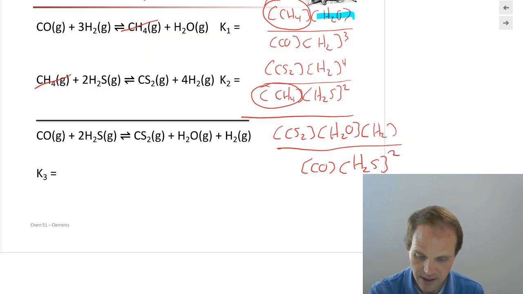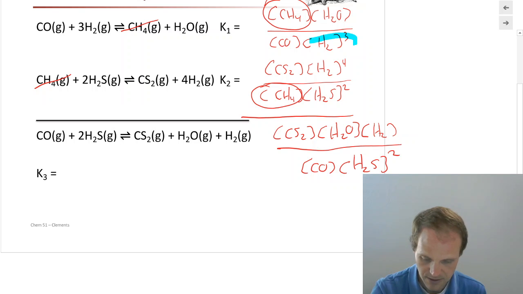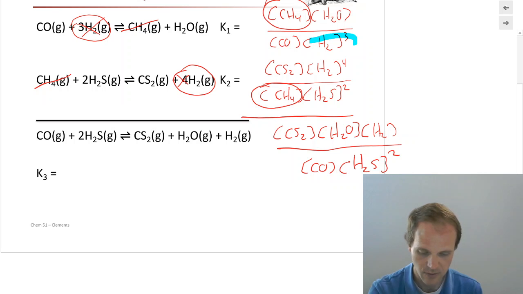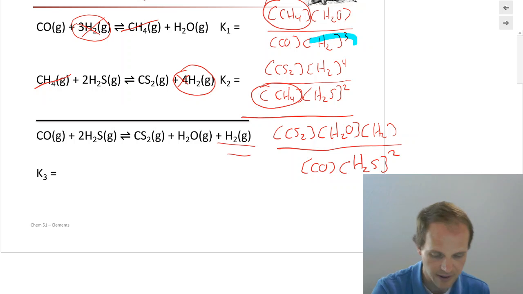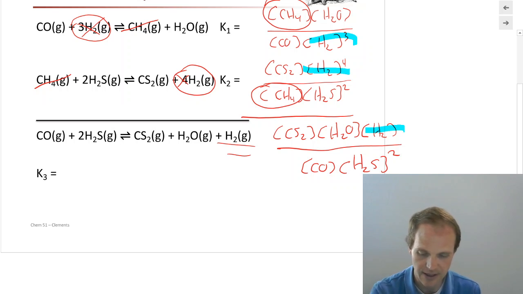That's great. And if we look, H2 appears. Oh, silly me, I'm like, where'd my H2 go? I know where my H2 went. Most of my H2s canceled. I had 3 H2s that got canceled here, leaving me with 1 H2 in my final reaction when I added them up. But we've got an H2 to the cube here, an H2 to the fourth up here, and only an H2 here. So I'm going to make a long story short.